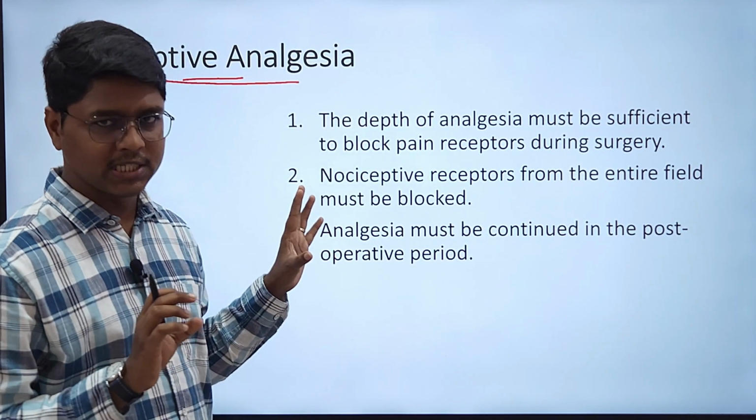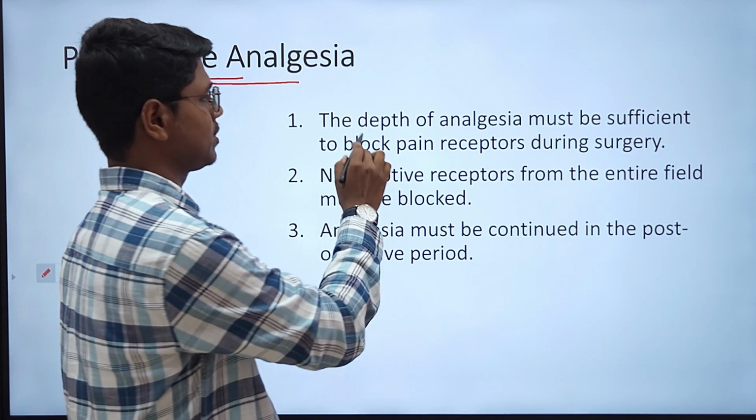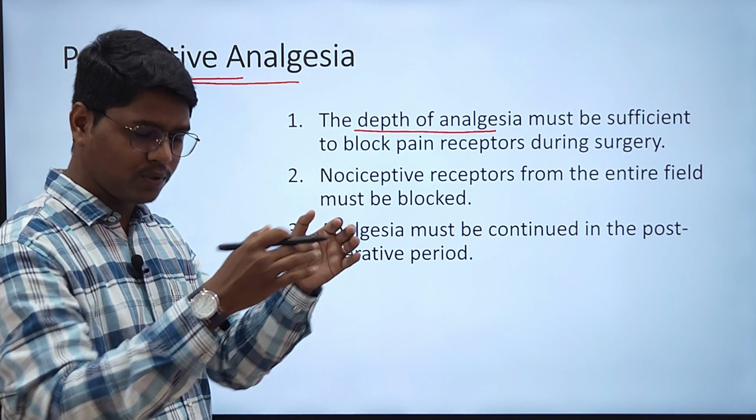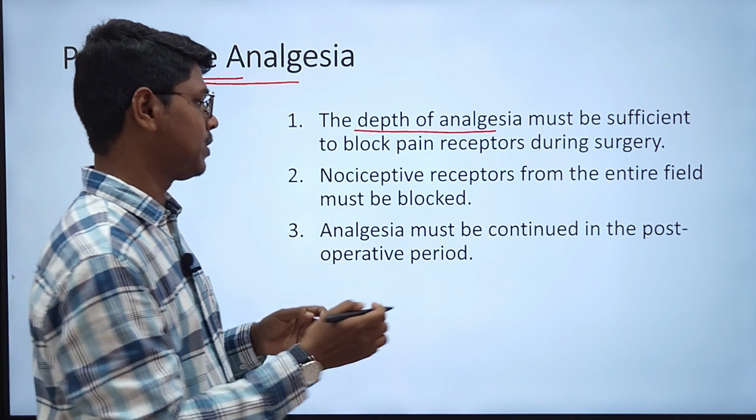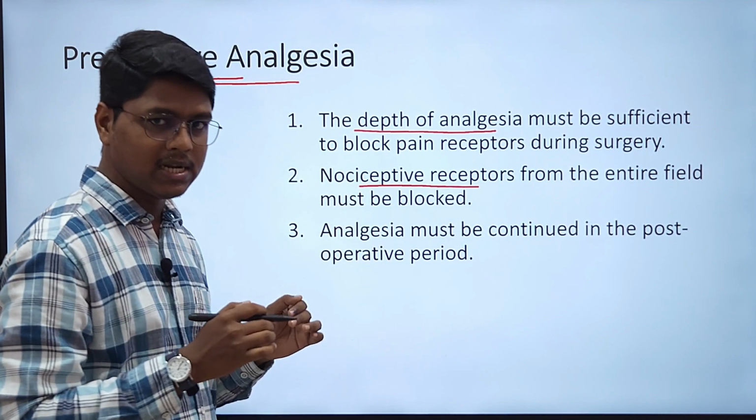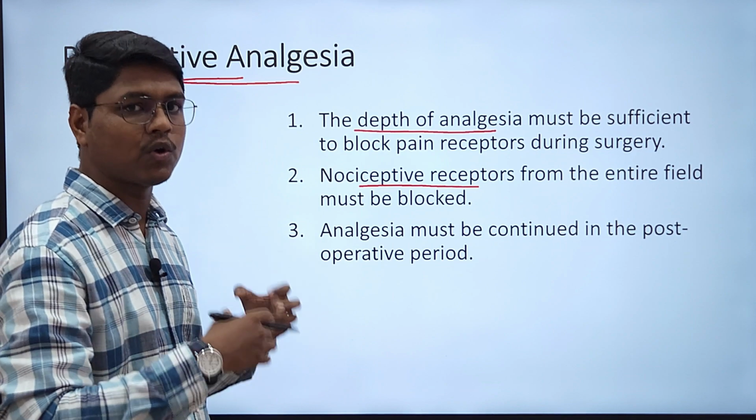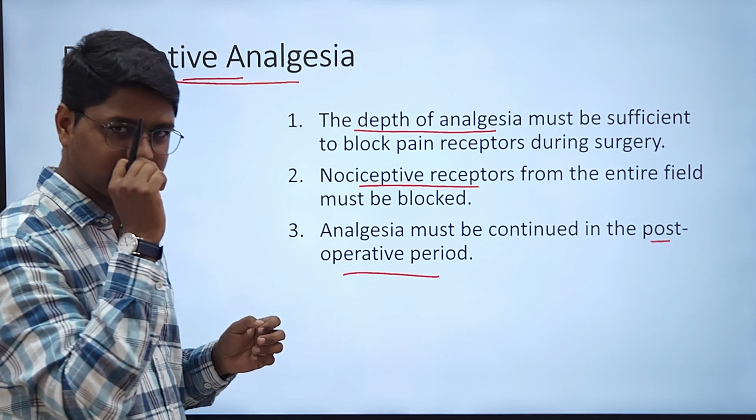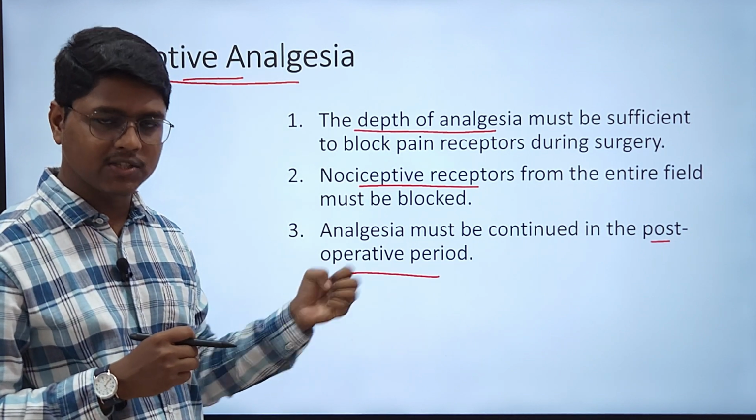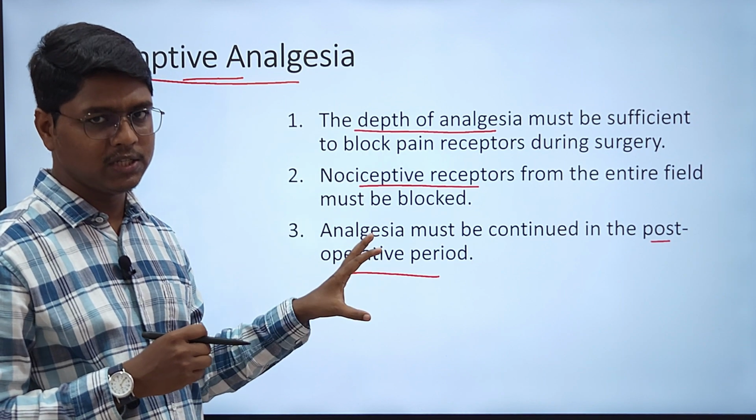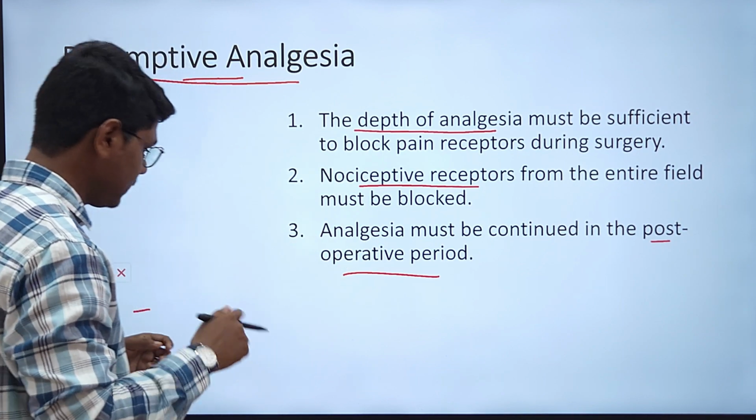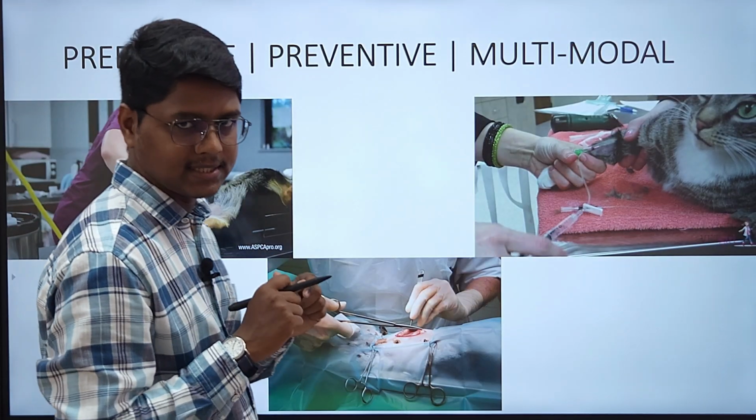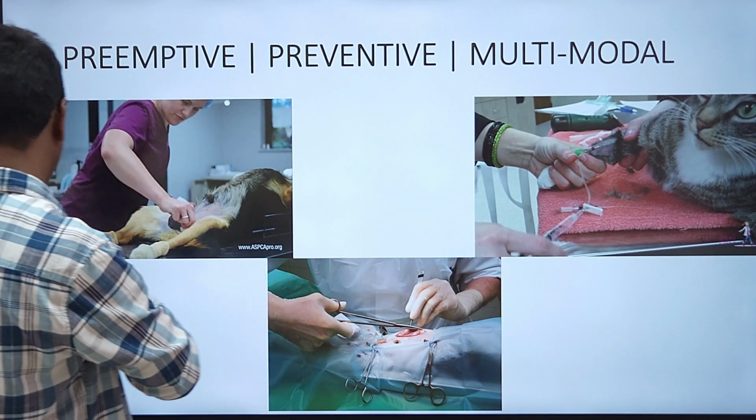There are three principles. First, the depth of analgesia must be sufficient during the surgery. Also, in the field on which you are doing the surgery, all the nociceptive receptors should be blocked, and this analgesic property should continue to the post-operative period. These are the basic three principles: depth of analgesia, surgical field anesthesia, and post-operative analgesia.